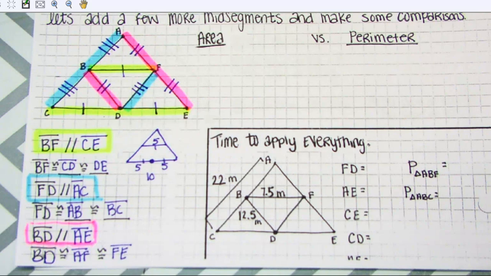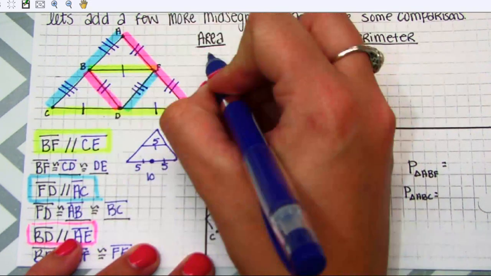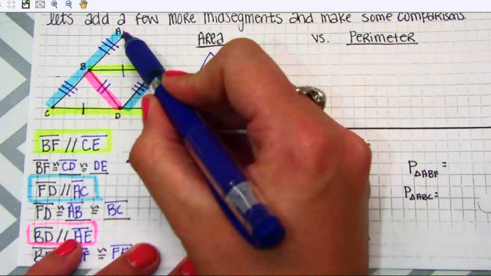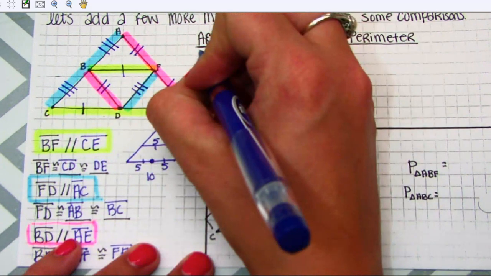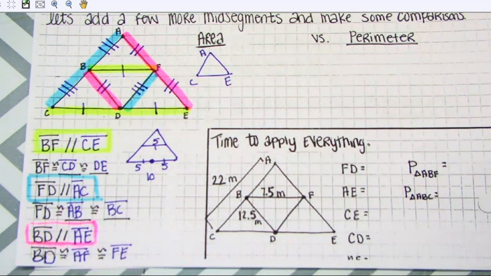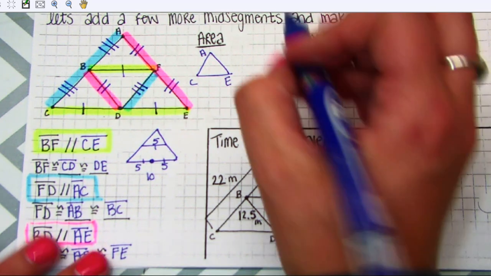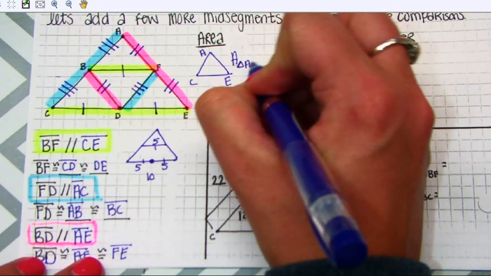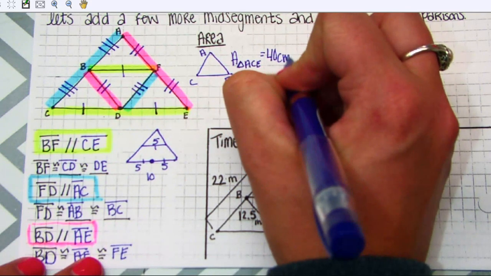So let's talk in terms of area versus perimeter. The state test loves these questions because they think that they're difficult. But if you understand what a midsegment does, the math is really just dividing. Okay? So let's say that the area of our big triangle, and our big triangle name is ACE, let's say, is 40 centimeters squared.